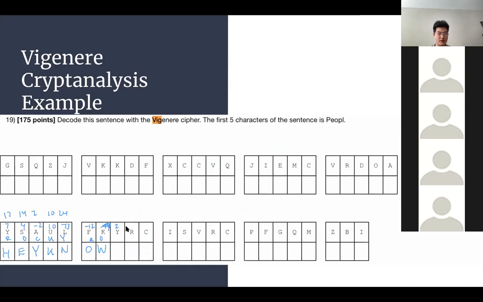But basically, I went off on that tangent to just say that the key in Vigenere needs to repeat. It's going to be pretty short.